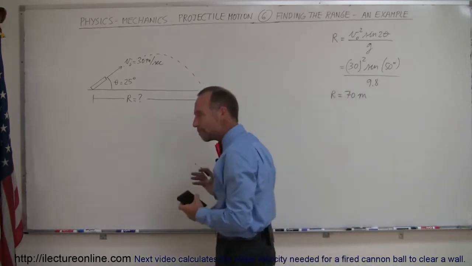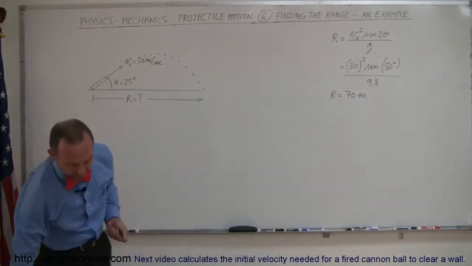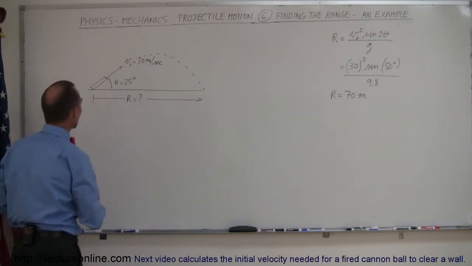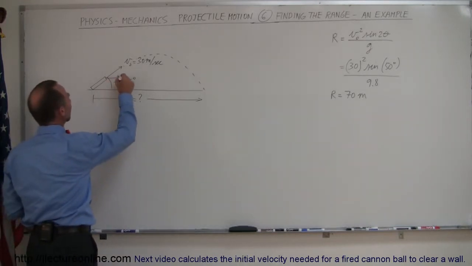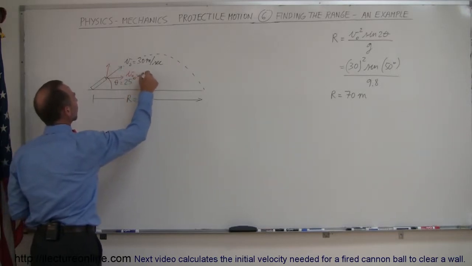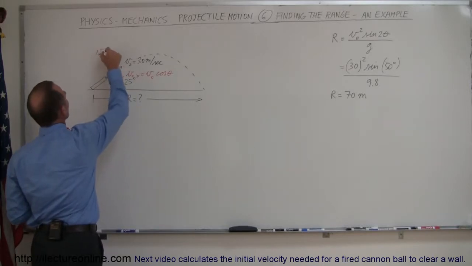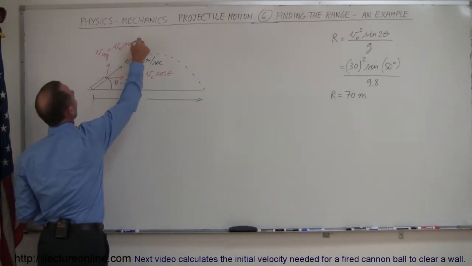But let's say you don't remember that equation. Would you be stuck? And the answer is no, not at all. We go ahead and use the same approach as before. We first find the x and y components of our velocity. So we have v initial in the x direction, which is equal to v initial times the cosine of theta. And we have the v initial in the y direction is equal to v initial times the sine of theta.